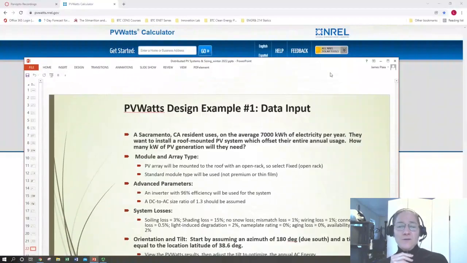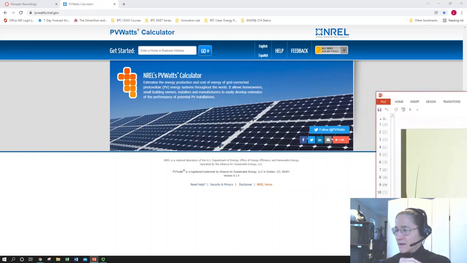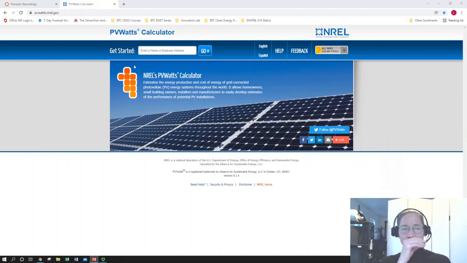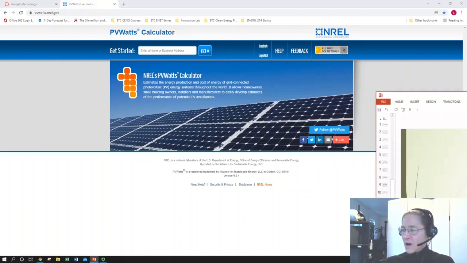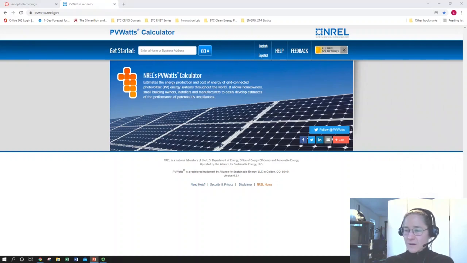I am going to go to PVWatts now. So I am going to keep my data sheet over here to the side and refer to it so I can put input. So I am now showing my internet browser with my PVWatts. Resize some windows here so I know that you're seeing what I'm seeing. I also have my cheat sheet.